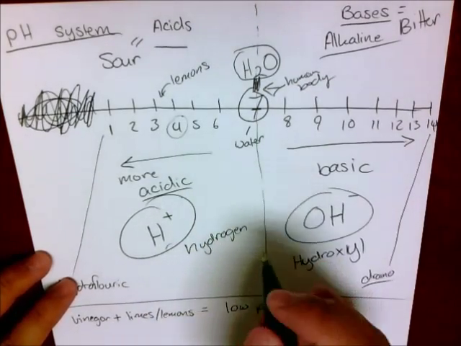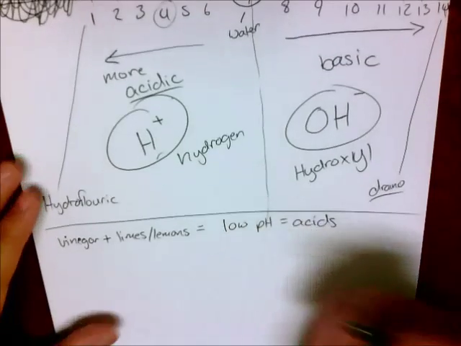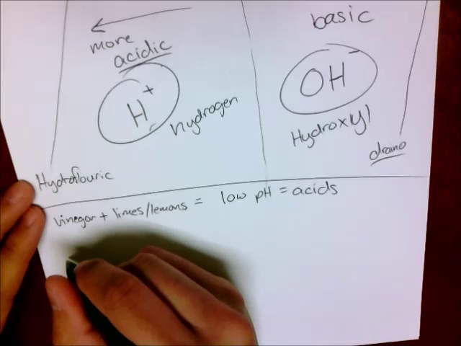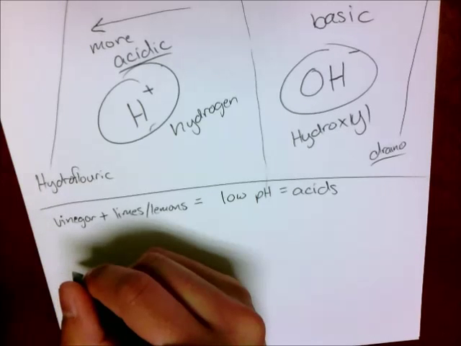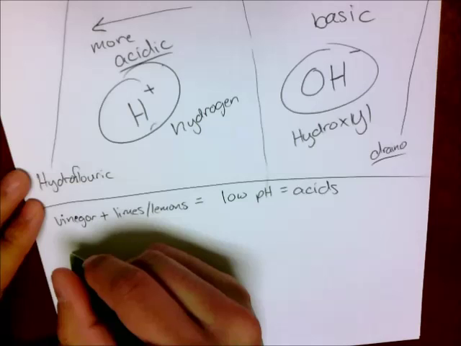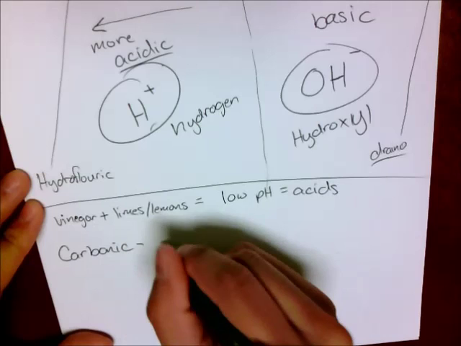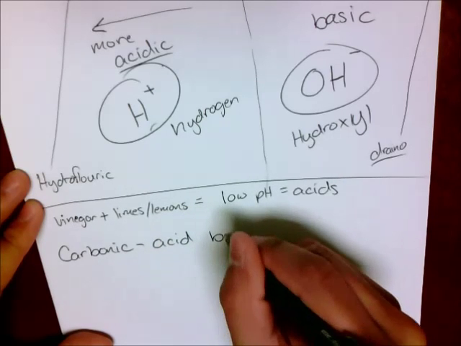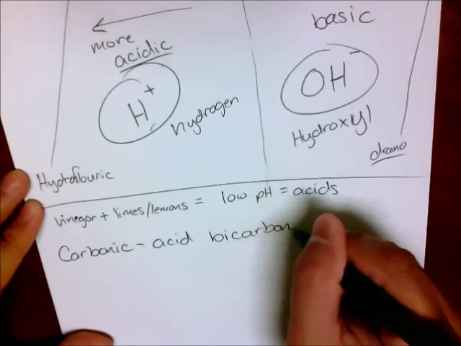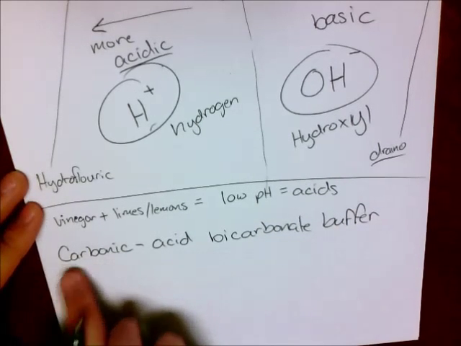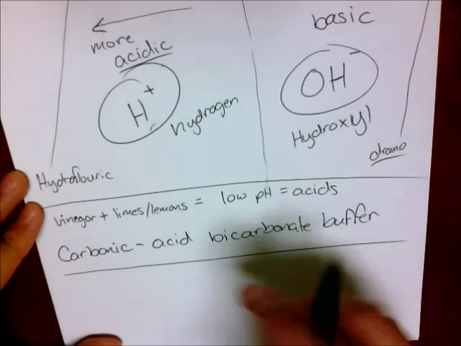There's a buffer system called the carbonic acid bicarbonate buffer. There, okay, that's what it is. Carbonic acid bicarbonate buffer. This won't show up on your mastery test, but I'm pretty sure this particular buffer shows up on your post test or an end of semester.